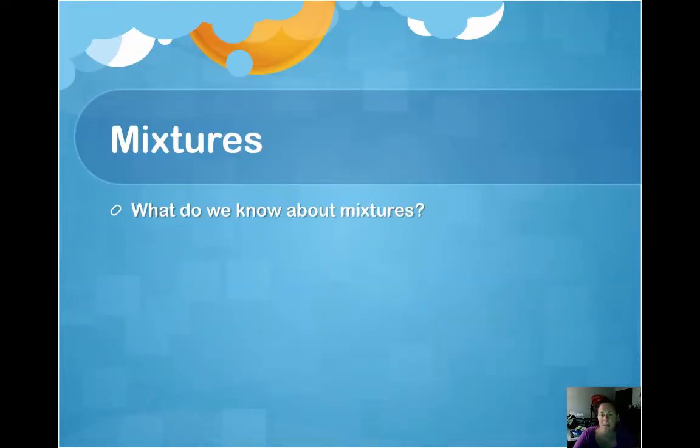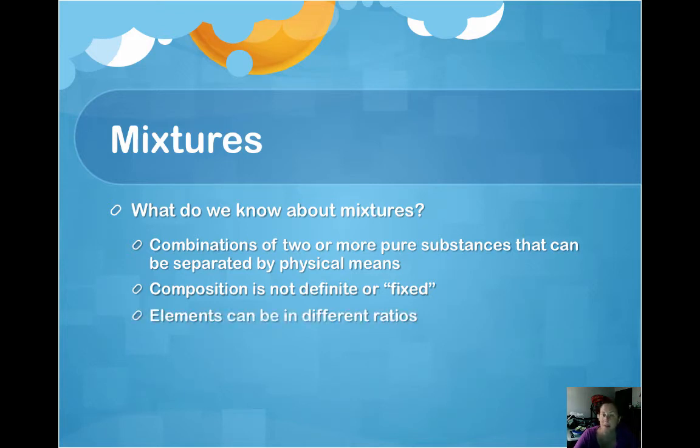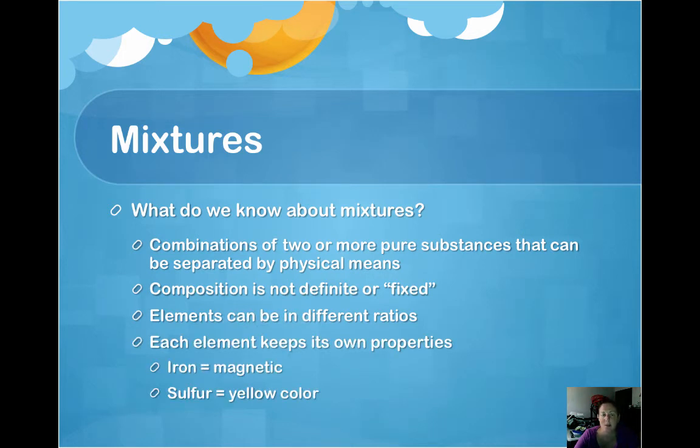So what do we know about mixtures? They're combinations of two or more pure substances that can be separated by physical means. Their composition is not definite or fixed, so they can be in varying amounts. The elements can be in different ratios, and each element keeps its own properties. So iron will stay magnetic and sulfur will keep its yellow color.